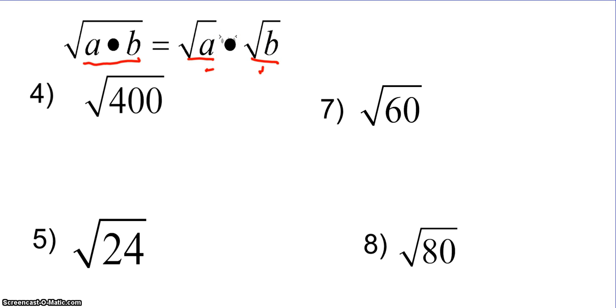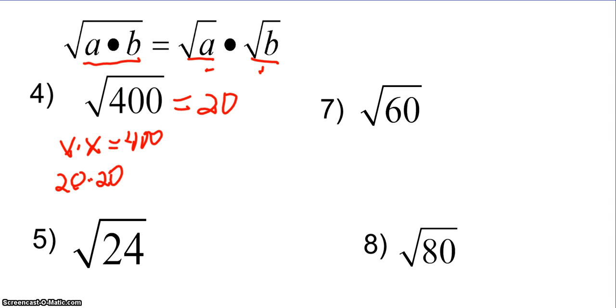How does this help us with these? Let's try it. So 400, is that a perfect square? In other words, is there a number times itself that gives me 400? Is it 20? Yep, 20 times 20 gives me 400, so my answer for this one will be 20.